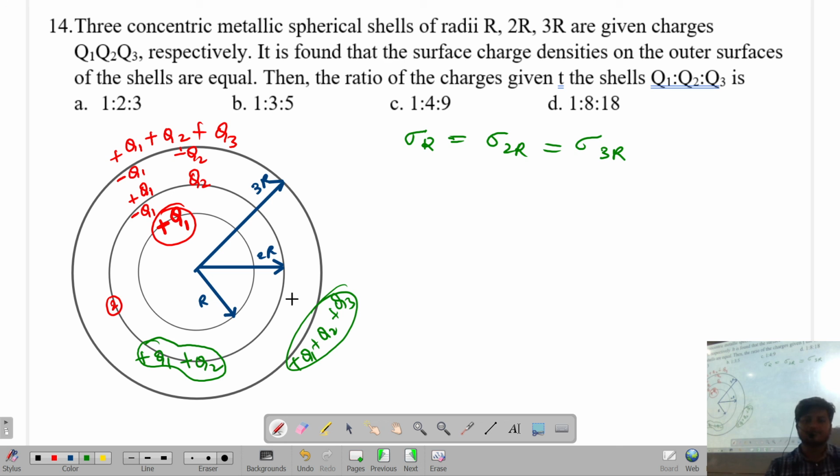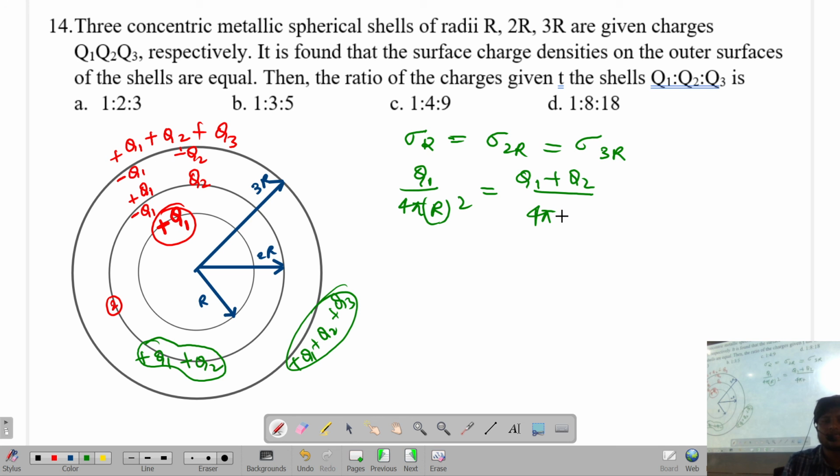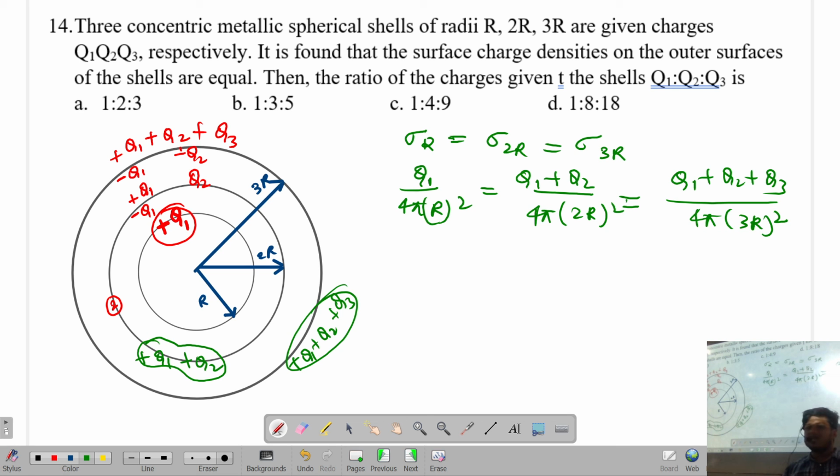What is sigma? Q divided by the surface area of a sphere, 4 pi R square. So for the first it is Q1 by 4 pi R square. What is it for 2R? Q1 plus Q2 by 4 pi into 2R square. That is equal to Q1 plus Q2 plus Q3 by 4 pi into 3R square. Is it a very easy problem, yes or no?